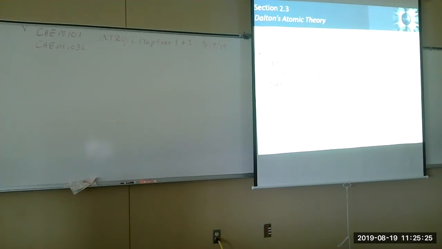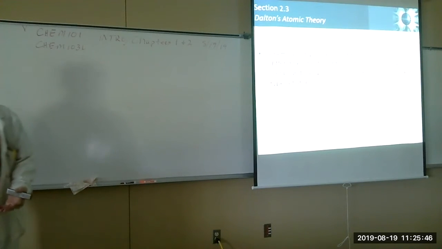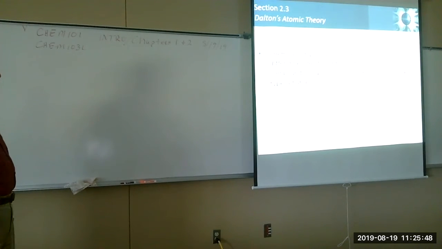Hydrogen is diatomic, so it's always H2. Nitrogen, oxygen, fluorine, chlorine, bromine, iodine. Those are diatomics. So if we say, let's say fluorine, we mean F2. Okay.